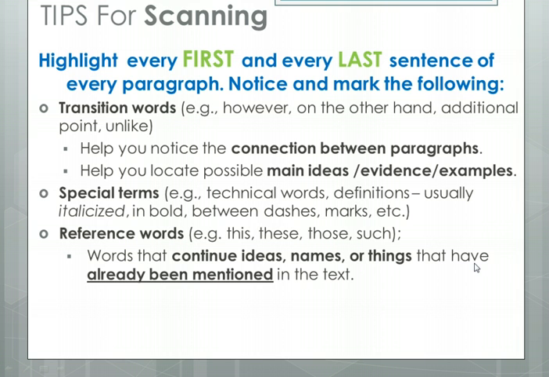The other thing we can do when we're scanning is to highlight first and last sentences of paragraphs. And then we start to pay attention to the transition words that show us the connection between paragraphs. It helps us show where main ideas or evidence or examples might be in the text. It might show us where special terms are and their definitions. They'll show us reference words. Remember, reference words are those words that continue ideas or names or things that have already been mentioned in the text. We mark them, we highlight them. All of these things will help us get a gist or a general understanding of the text.